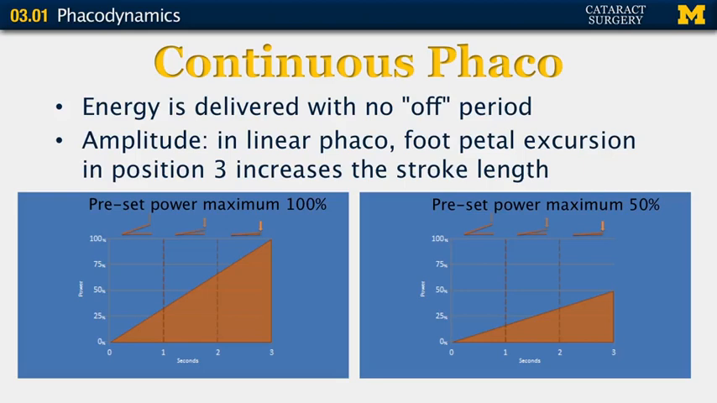So an example will help to clarify this. If we look at the bottom left graph, we can see that the power has been preset to a maximum of 100%. And with the depression of the foot pedal into position 3, there's a linear rise in the power applied up to the preset maximum of 100%. On the right of the screen, we can see that the preset power has been set to a maximum of only 50%. And even with complete depression of the foot pedal in position 3, the energy is capped at 50%, but does increase up to that point in a linear manner.